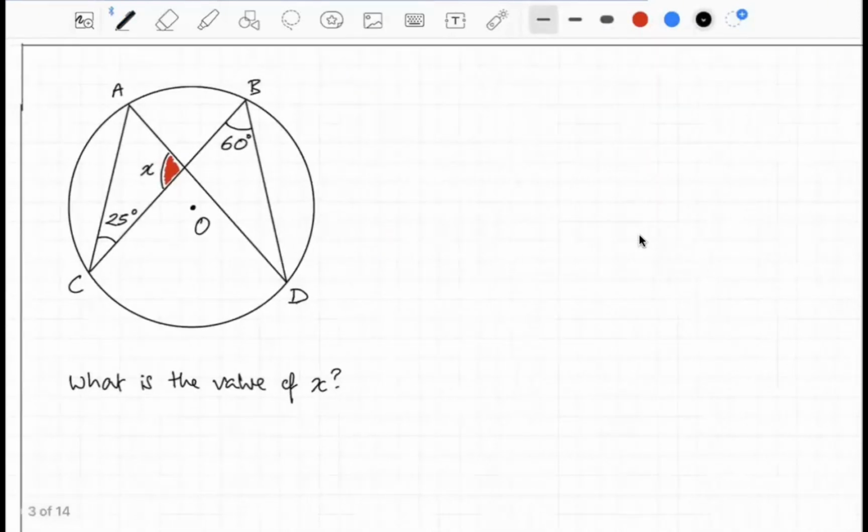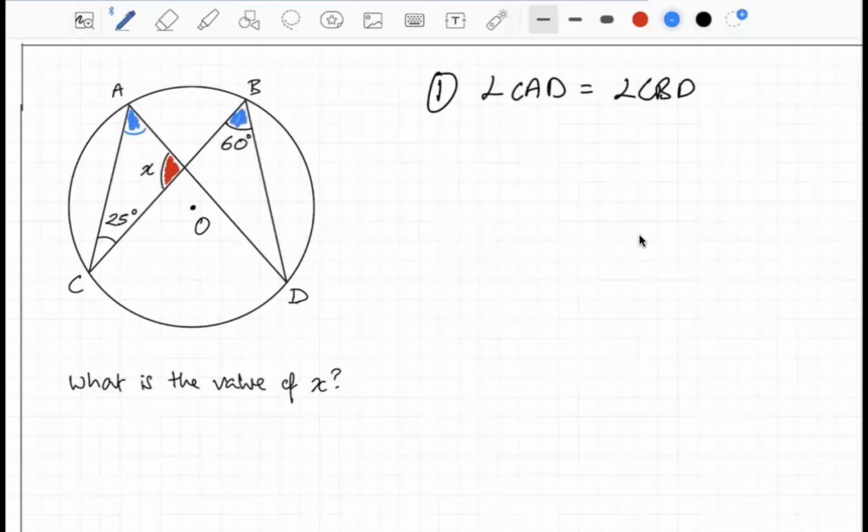So let's move on. Question 2, what is the value of angle X? So again, the first thing I see is that angle CAD is equal to angle CBD. CAD in blue here is the same as CBD in blue here. So angle CAD is going to be 60 degrees. And they're the same because the angles in the same segment are equal.